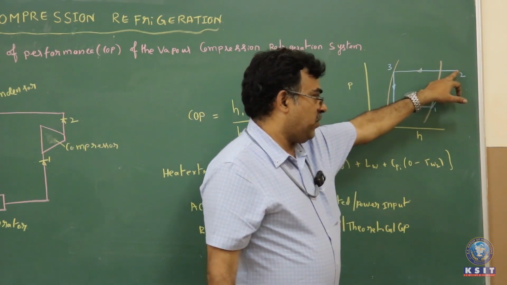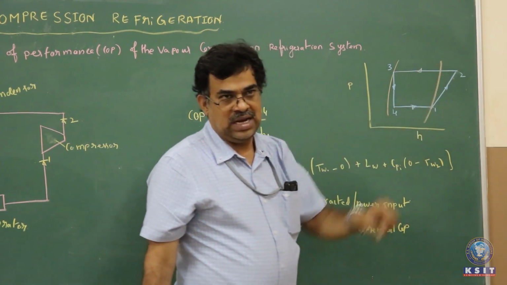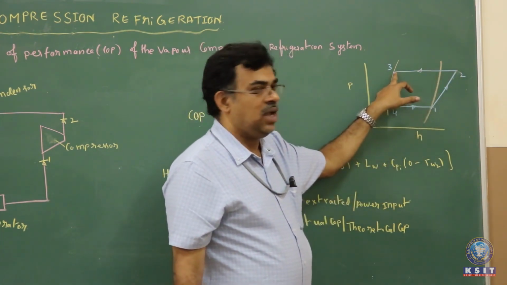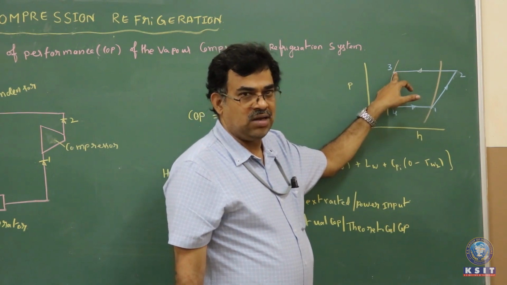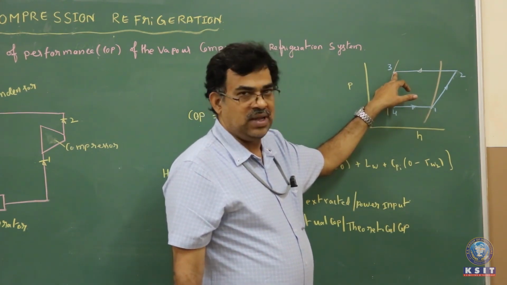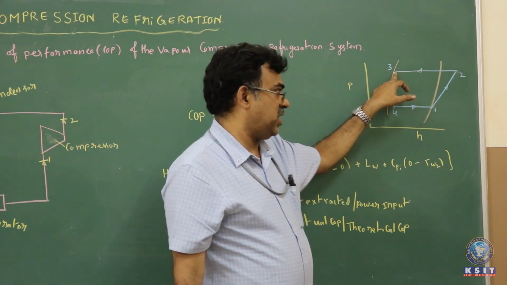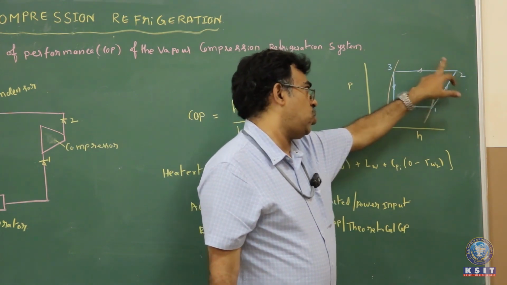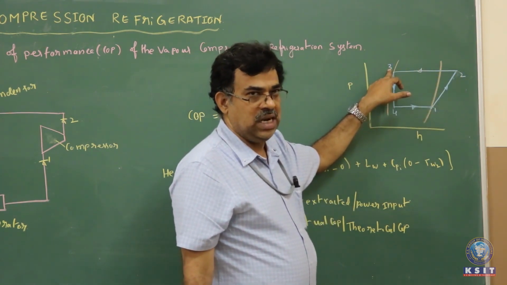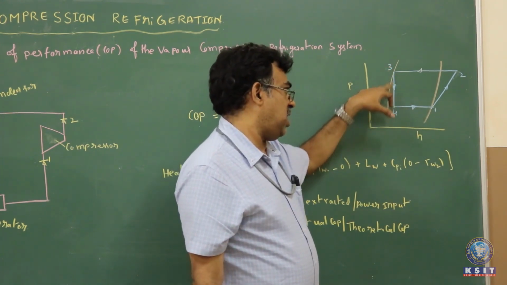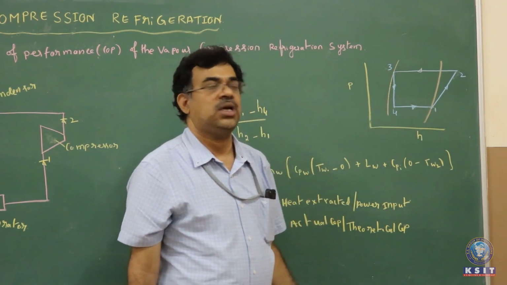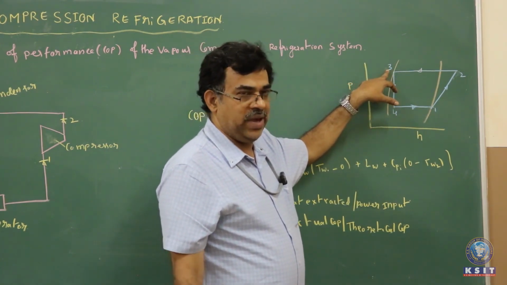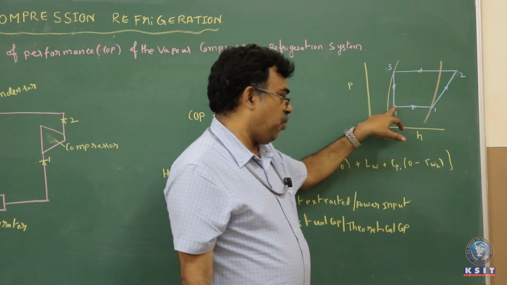After compression, the high temperature, high pressure refrigerant passes through the condenser. In the condenser, at constant pressure, heat is rejected from the refrigerant to the water or the air, so its temperature decreases from T2 to T3. Then 3 to 4 is a throttling process, in which the enthalpy remains the same. Then you get point 4.